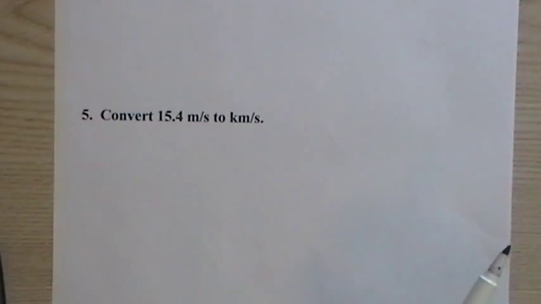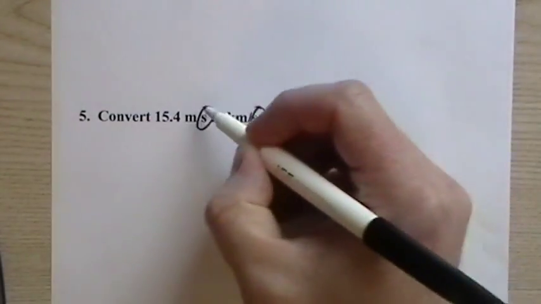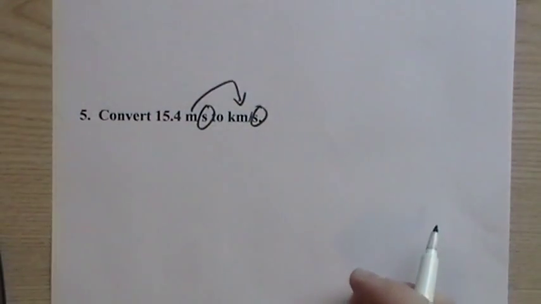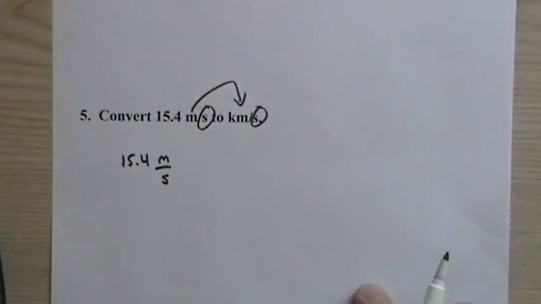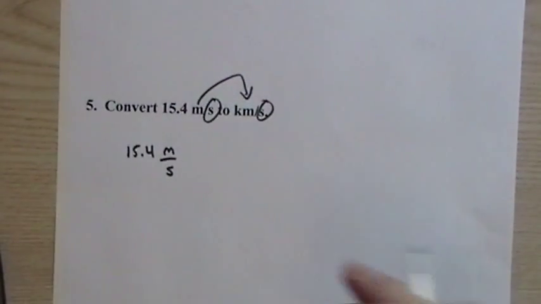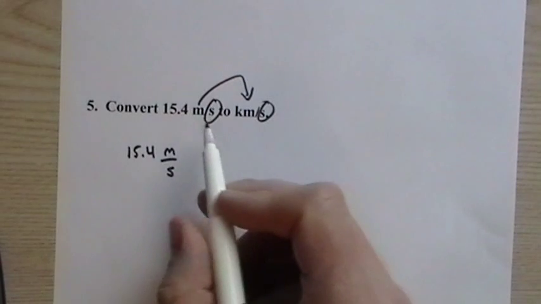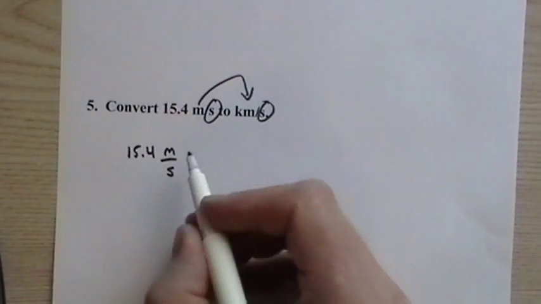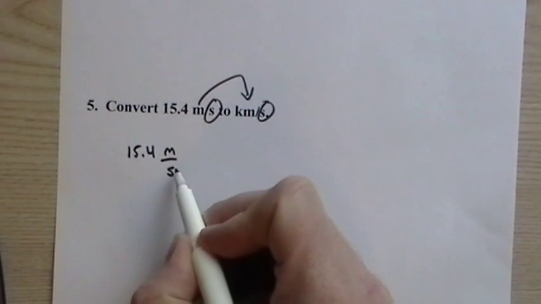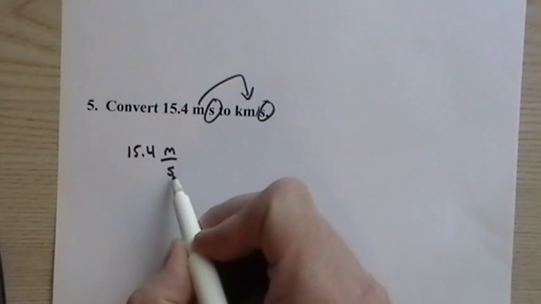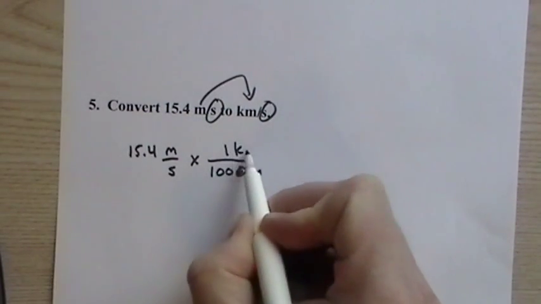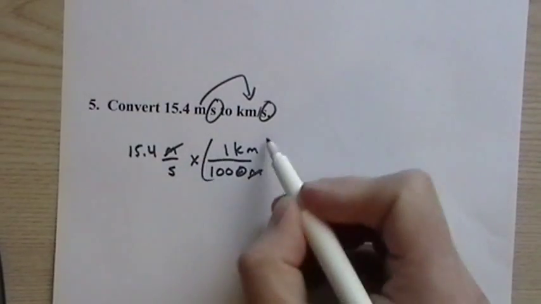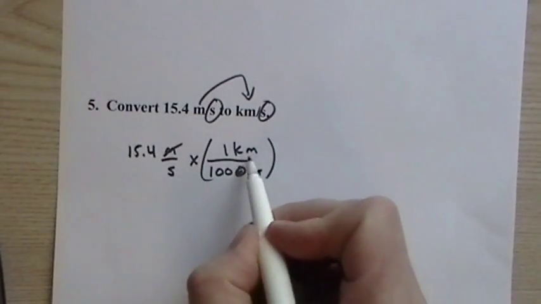Convert 15.4 meters per second to kilometers per second. Notice we don't touch the seconds here. We're just converting the top of this derived unit, and that's why we want to do this out. We want to do pretty much every type of conversion factor you're going to see in this course. Now, we know that there's 1,000 meters per kilometer, and we want to just convert this unit and not touch this one. So there are 1,000 meters per kilometer. See, those cancel, and when multiplied through, we'll have kilometers per second.